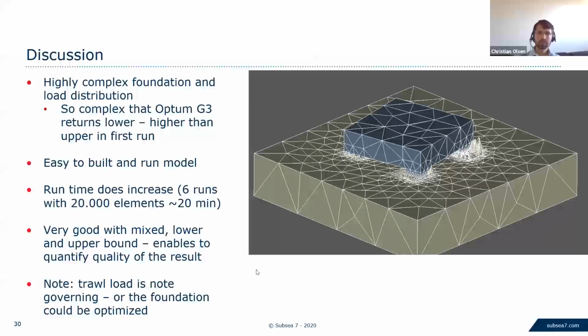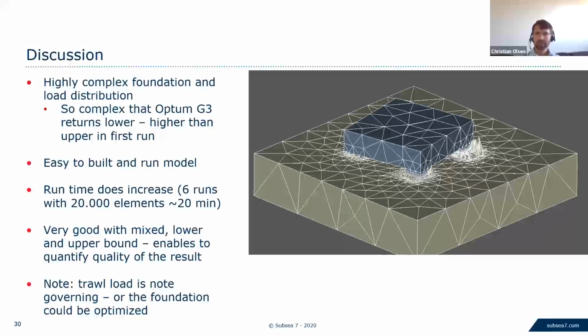So some discussion. This problem here is really highly complex. The 4 individual footings are loaded completely differently, and the load has to be distributed between these ones.